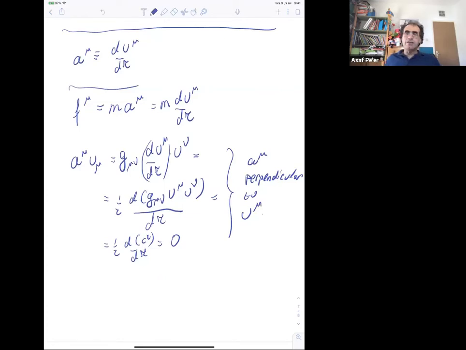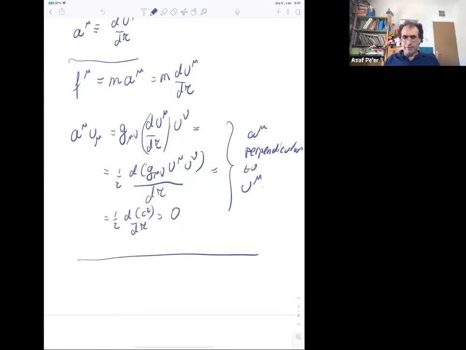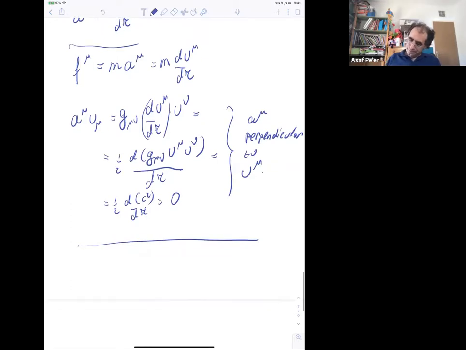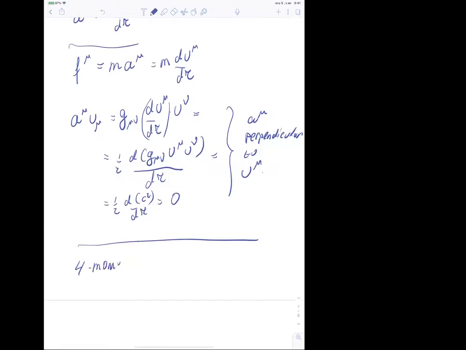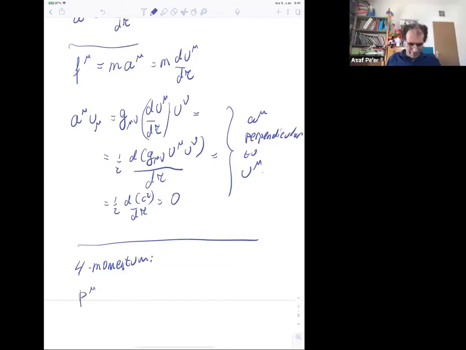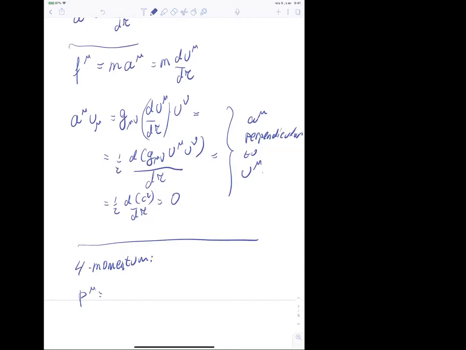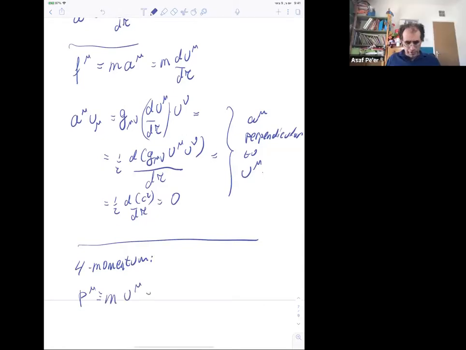Okay, the next is to speak about energy and momentum. And again, right now, things are going to be very straightforward once you get the basic concept. So how am I going to define the four-momentum? M times what? Four-velocity. Very good. M u mu, which is just m dx mu over d tau.